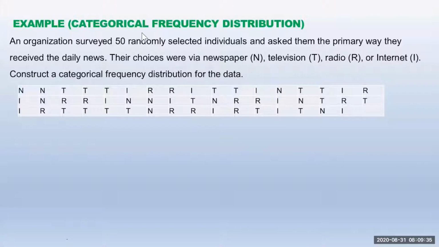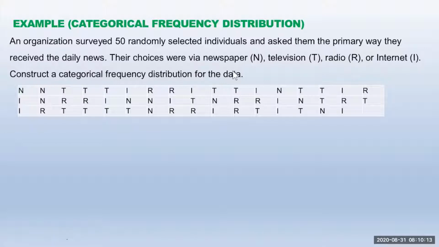Example, categorical frequency distribution. So here we are going to create a categorical frequency distribution for the data given here. We are going to read the problem in detail and then construct the table. An organization surveyed 50 randomly selected individuals and asked them the primary way they receive daily news. So their sample size is 50. And what they ask is, how do they receive news every day?